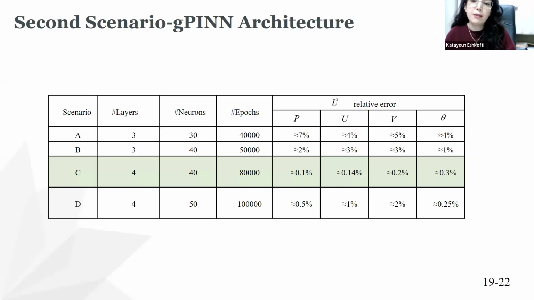We conducted comprehensive sensitivity analysis to fine-tune the hyperparameters of the neural networks. Based on the partial information that you can see in this slide, it suggests that using an architecture with 4 hidden layers, each containing 40 neurons, can result in reasonable accuracy after 80,000 iterations. The typical scenario C, as you can see, achieves the lowest magnitude of relative error except for the temperature, which is slightly higher compared to scenario B.